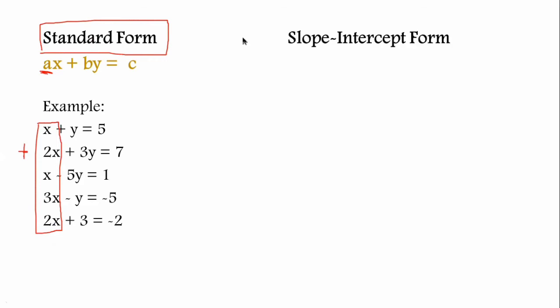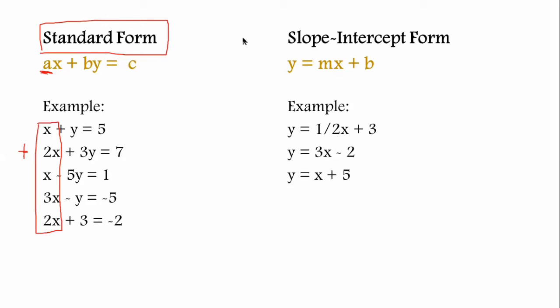Next, sa slope-intercept form naman tayo. Pag sa slope-intercept form, we have y is equal to mx plus b. Okay? So, our m here is our slope and b is the y-intercept. Example. So, we have y is equal to 1/2 x plus 3. We also have y is equal to 3x minus 2. Y is equal to x plus 5. And y is equal to 3/4 x plus 7. And y is equal to 5x minus 2. So, these are an example of slope-intercept form.